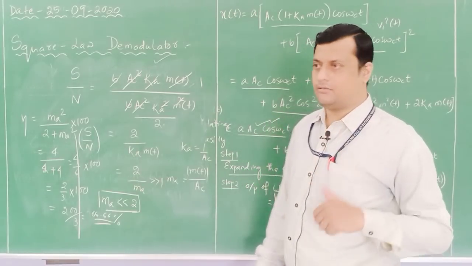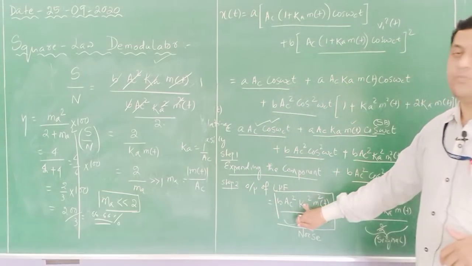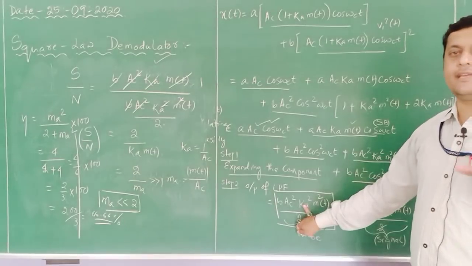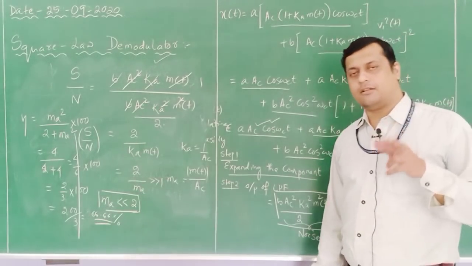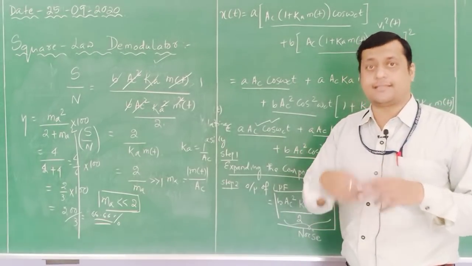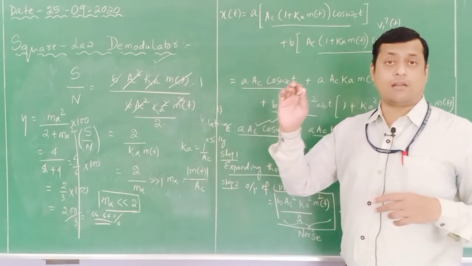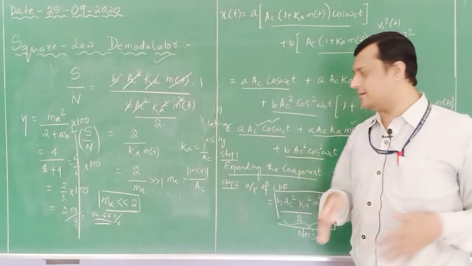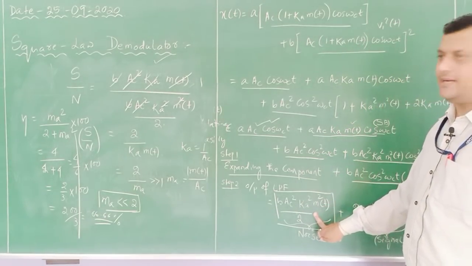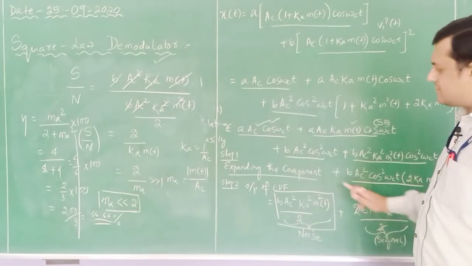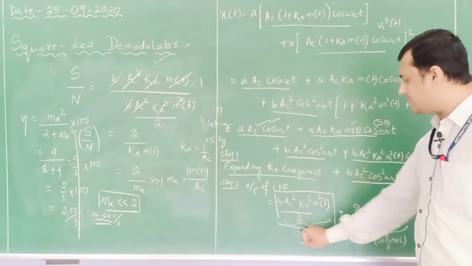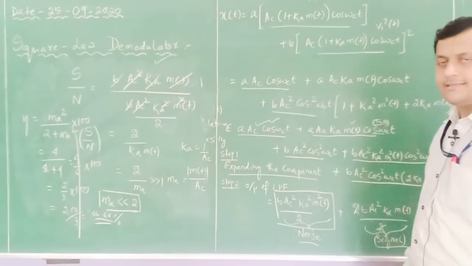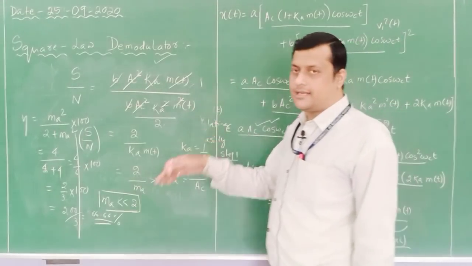What is this signal to noise ratio? The output of the LPF contains the modulating signal as well as its harmonic component. That harmonic component will act as noise, which hampers the signal quality. So this is the harmonic component and this is my signal. This I can consider as noise, this I can consider as signal. Now what is the signal to noise ratio?